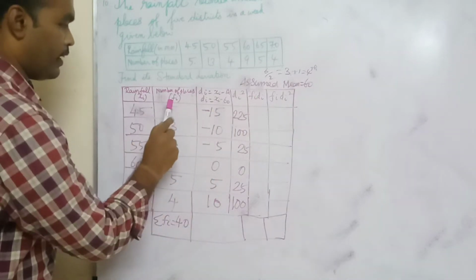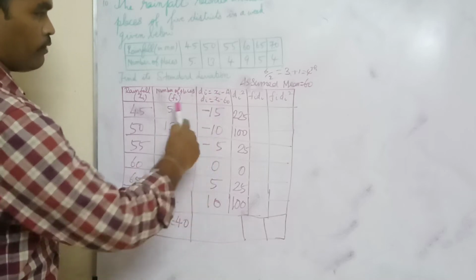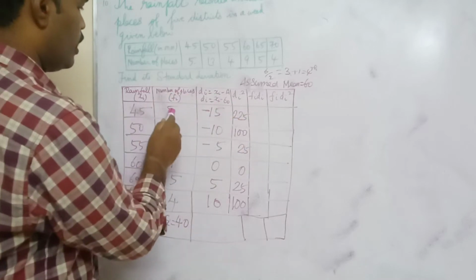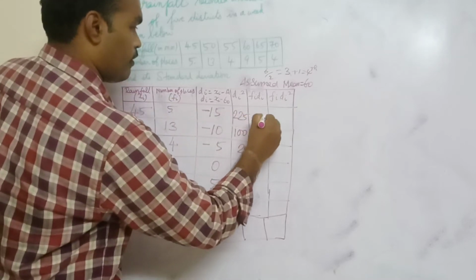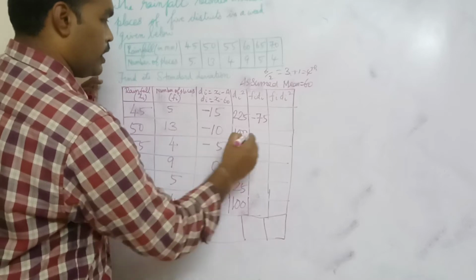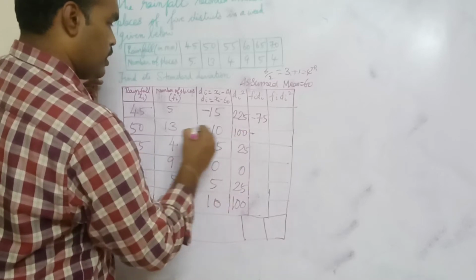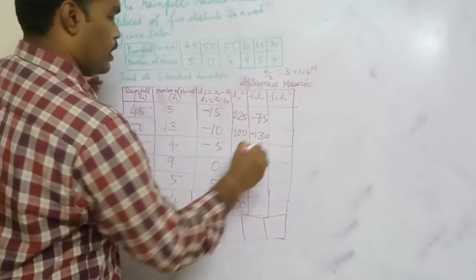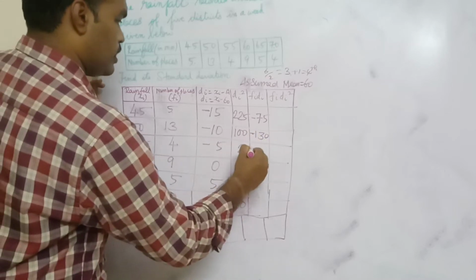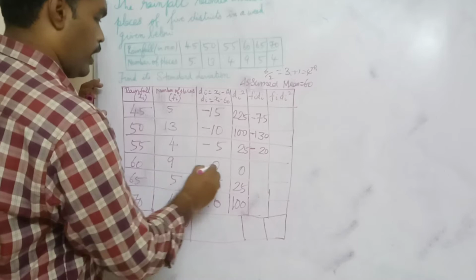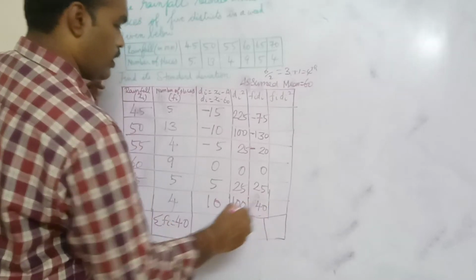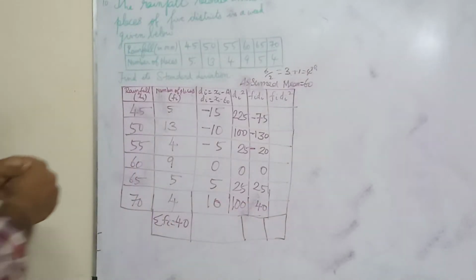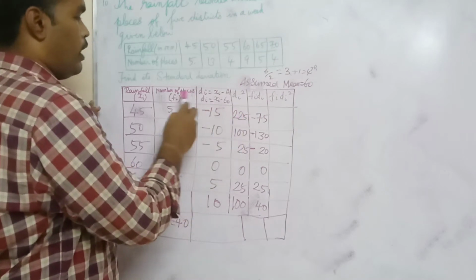Now fi di. Fi di means we multiply this column and this column and mention it here. 5 into minus 15 is minus 75. 13 into minus 10 is minus 130. 4 into minus 5 is minus 20. 9 into 0 is 0. 5 into 5 is 25. 4 into 10 is 40.